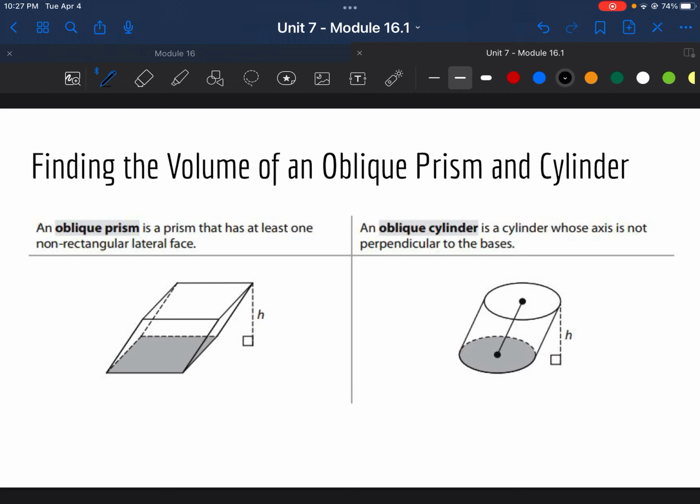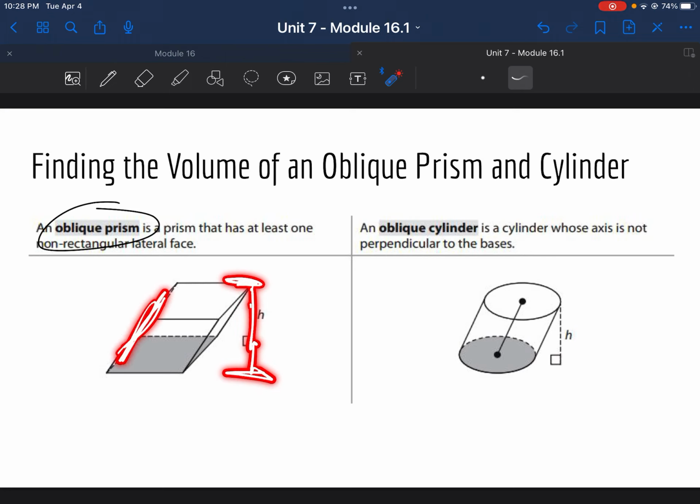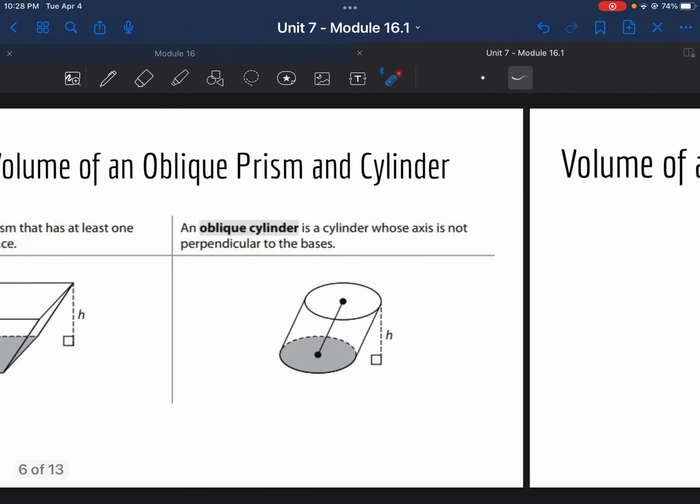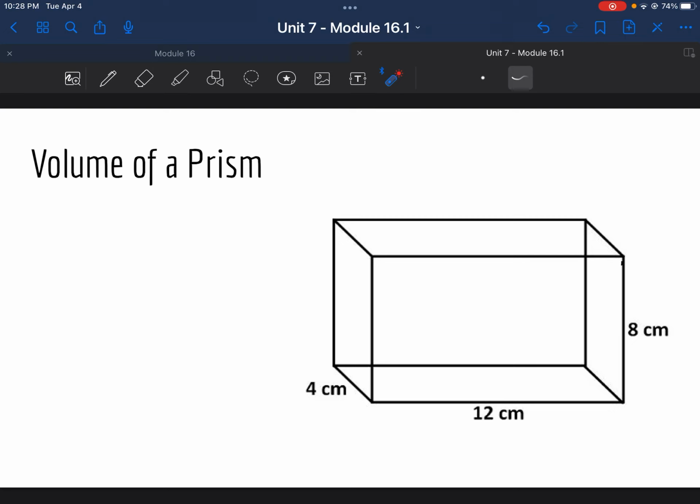A lot of the shapes that you're going to be seeing in your homework and in this PowerPoint are going to be oblique prisms. That just means they're going to be tilted. So the height that we're going to be looking at is from the highest point to the lowest point. It's not going to be this slanted line. It's going to be from the highest point straight down to the lowest point. But oblique prisms and oblique cylinders follow the same rules as these regular non-slanted prisms and cylinders.